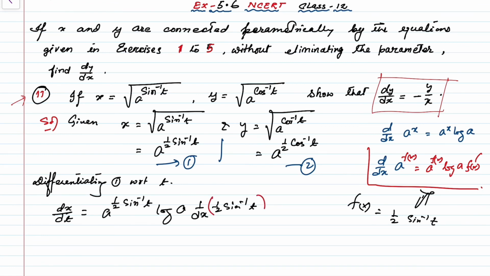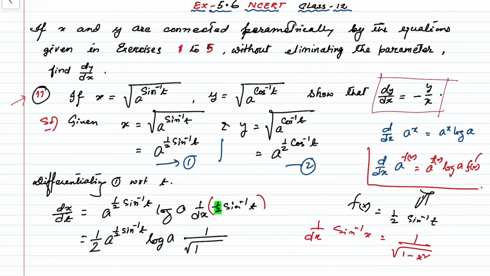Now if you differentiate, we know derivative d/dx of sine inverse x is equal to 1 by root over 1 minus x square. So half is constant here. If you apply this result, then what you will get? You must get a to the power half sine inverse t log a and half, let me write the half here. Here you will get 1 by root over 1 minus t square. So this is the result you should get.